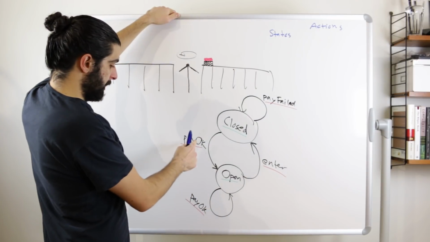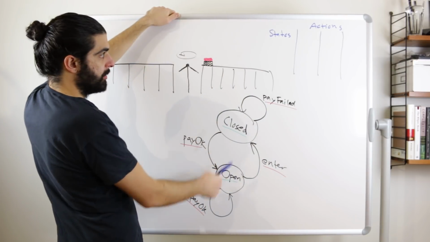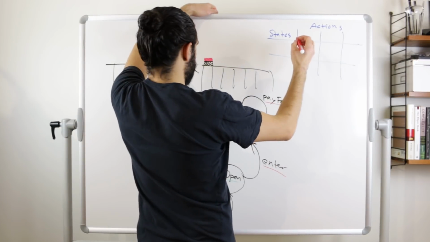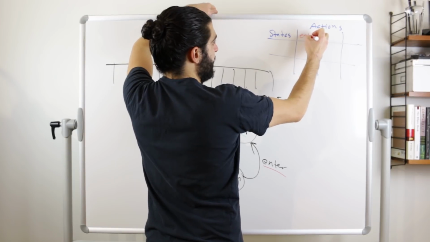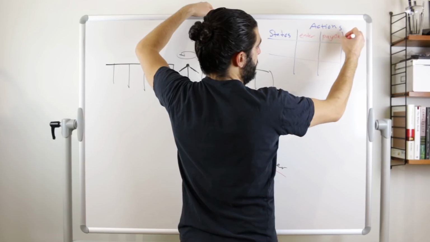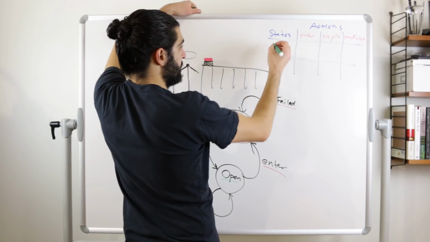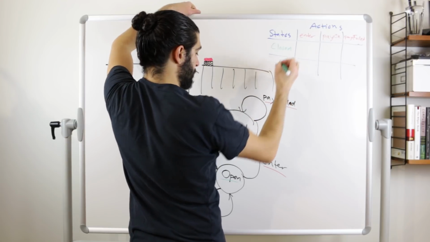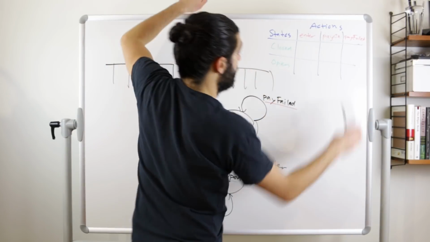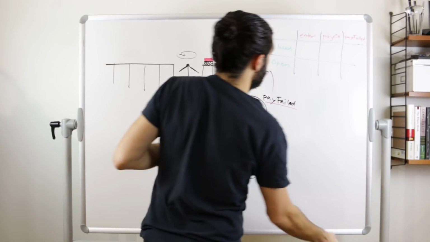And let's count these. We have 1, 2, 3 unique actions, and then we have 2 states. So let's draw these out. We've got enter as an action, pay okay as an action, and pay failed as an action. And then we've got the states closed and open. And maybe I should put the headers this way to avoid any confusion.